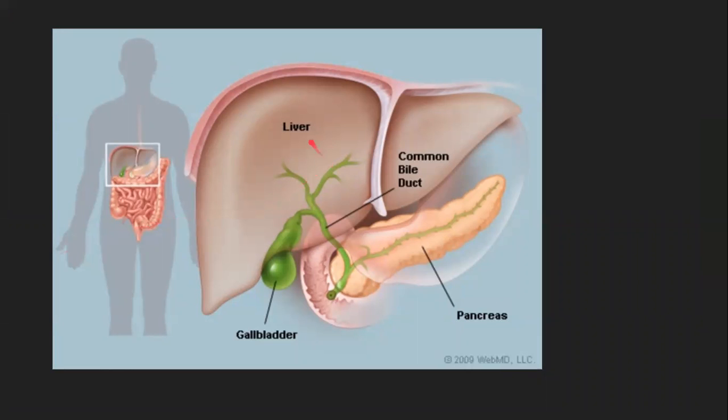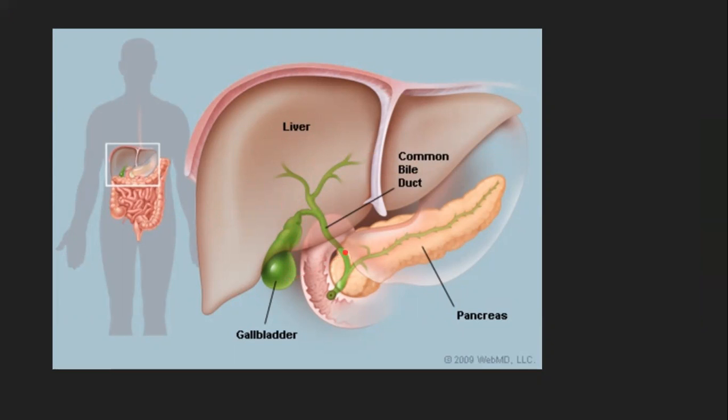Now, the liver and gallbladder work together. The liver produces something called bile, and it secretes it. You see these tubes coming out from the liver? It secretes it and stores it in the gallbladder. So the liver is always producing bile, and then it stores it in the gallbladder.